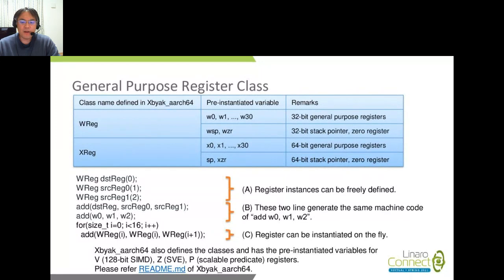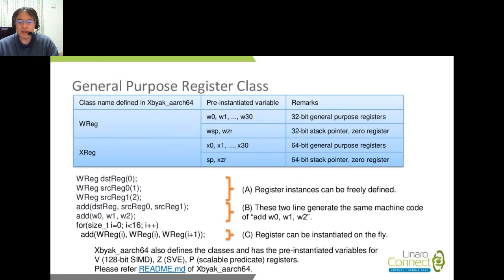Xbyak AI defines W-reg and X-reg classes for 32-bit and 64-bit general-purpose registers. And Xbyak AI has the instances of these register classes. Of course, you can freely define register instances like the sample A of this page. The generated code will be the same regardless of which register instance you use, like the sample B.